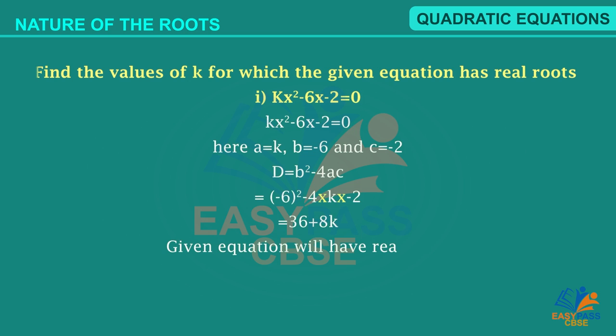Given that the equation has real roots, that means discriminant greater than or equal to 0, or 36 plus 8k greater than or equal to 0. If you simplify, you get k is more than or equal to minus 9 by 2. So for all values of k more than or equal to minus 9 by 2, the equation has real roots.